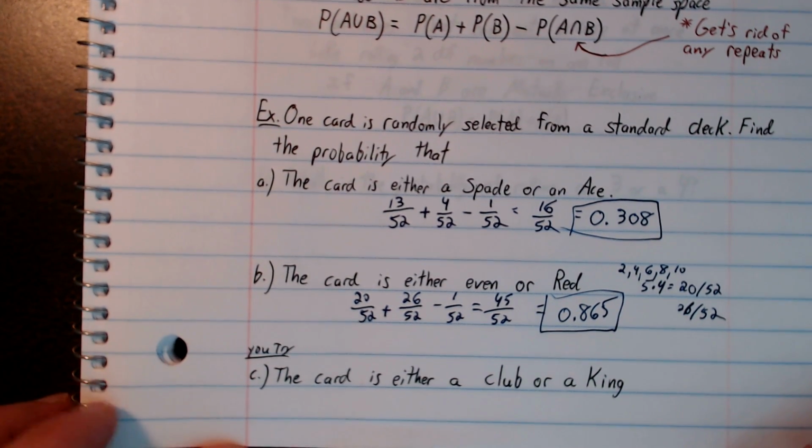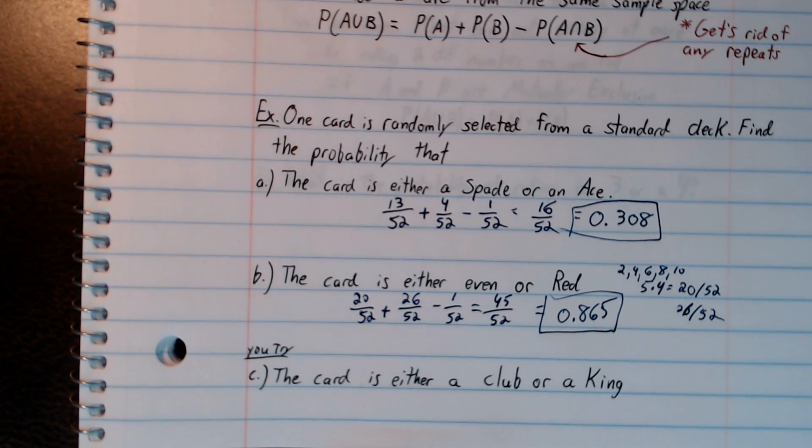Alright, so you've got one to try right here. The card is either a club or a king. Pause the video and resume when you're ready to check.